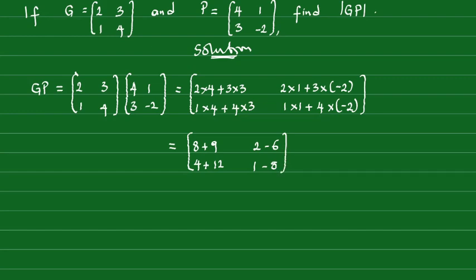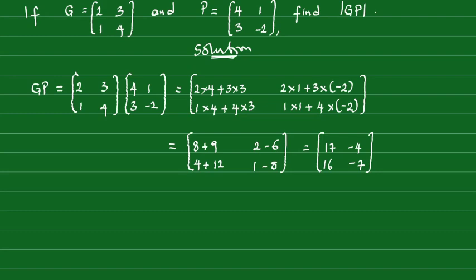Brackets close. This leads us to where we have brackets open. 8 plus 9, we have 17. Next, we have 2 minus 6 gives us minus 4. We have 4 plus 12 gives us 16. Lastly, we have 1 minus 8, this gives us minus 7, bracket close. This itself is the value of our multiplication of GP.